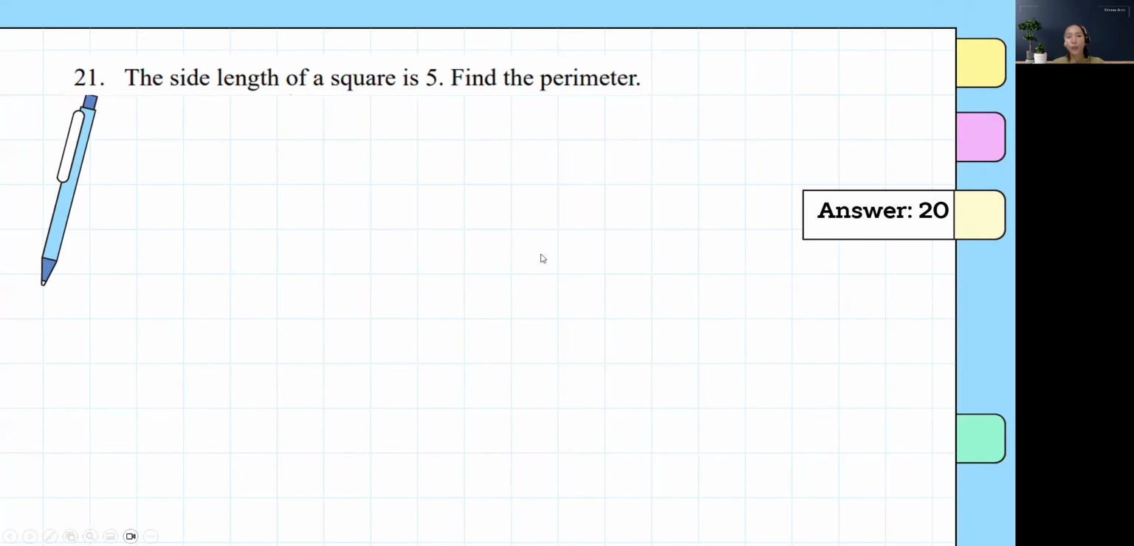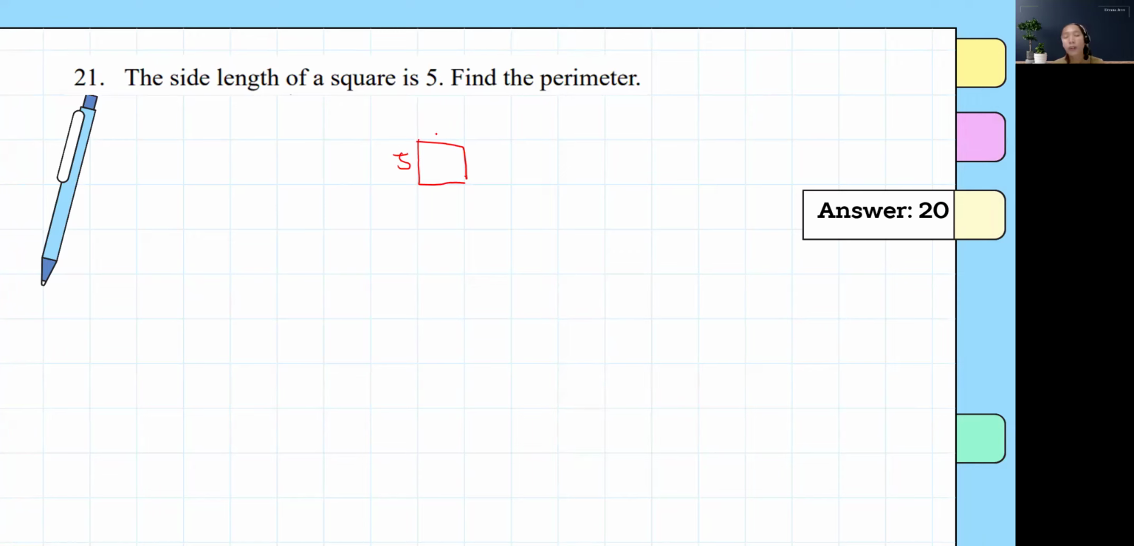So the side length of a square is 5. Find the perimeter. So let's say we have here a square. The perimeter is 20. All right. I would appreciate it if you put it in the chat box. All right. So we have here 5 units.